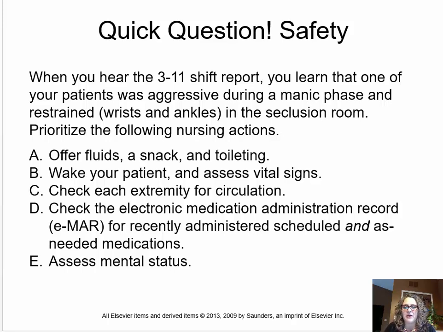Okay, if you're not done prioritizing yet, feel free to pause it, but we're going to go through the answers here. The first thing you'll do is wake the patient and assess their vital signs. Then check each extremity for circulation. Take off those restraints, make sure they're not too tight.